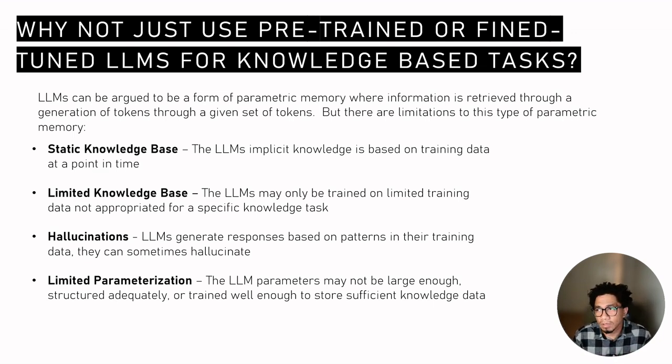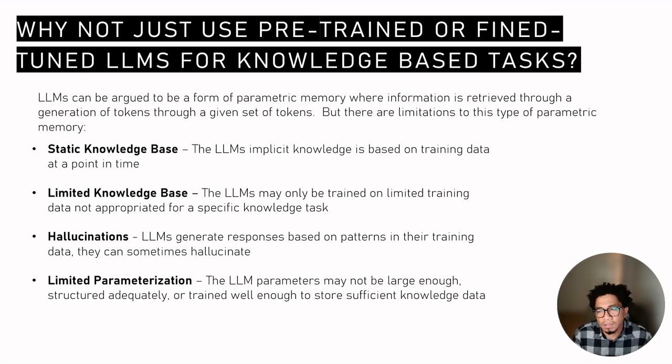A 1 billion parameter model may not store sufficient knowledge. It also depends on how adequately they're structured, so the parameters themselves, whether that is a mixture of experts or some other transformer architecture. It really depends on the architecture. Or sometimes they're not trained well enough to store sufficient knowledge, right? So there might be a cutoff point in terms of the training data. So it's really the limitation of parameterization.